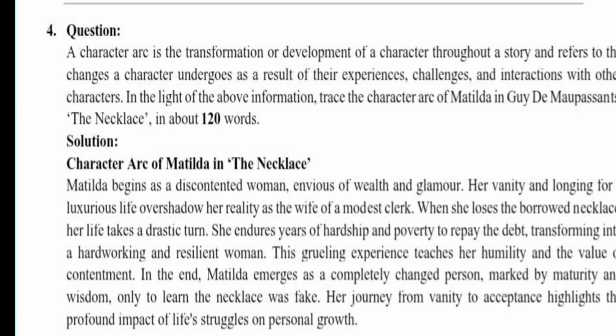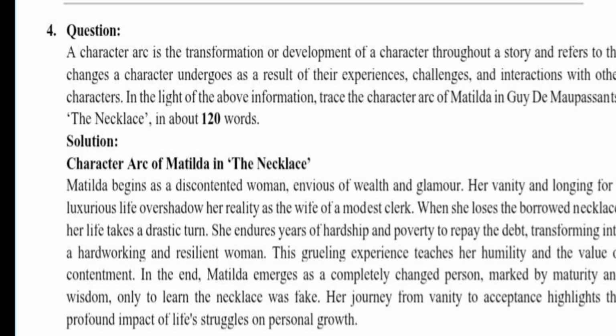Okay, so let me read the first one for you all. Matilda begins as a discontented or dissatisfied woman, envious of wealth and glamour. Her vanity and longing for a luxurious life overshadow her reality as the wife of a modest clerk. Modest clerk means like middle clerk. When she loses the borrowed necklace, her life takes a drastic turn.